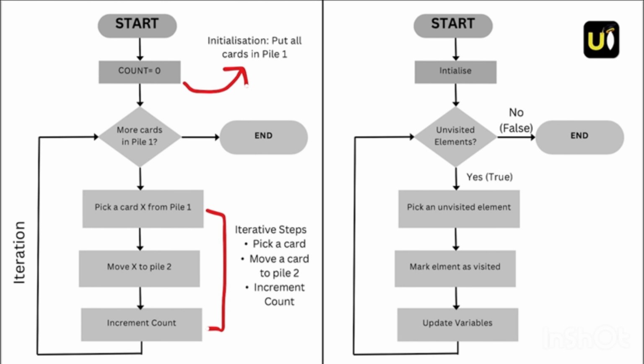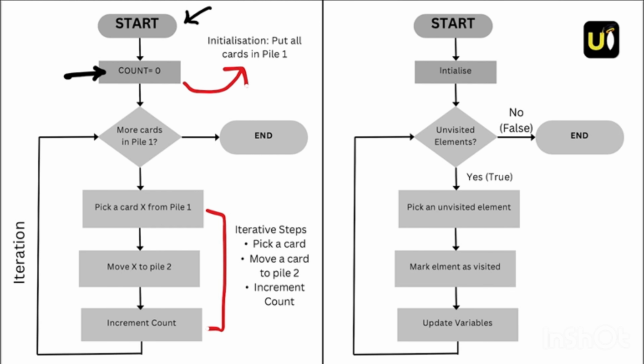We have a flowchart here for counting the number of cards in a pile. So we have a pile. First we set the count equal to 0. This box is the terminal, and this box is the process or activity box. Here we initialize the count to 0. That is, we put all the cards in pile 1.